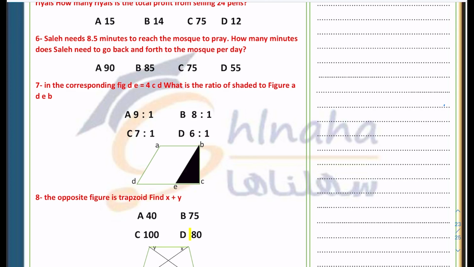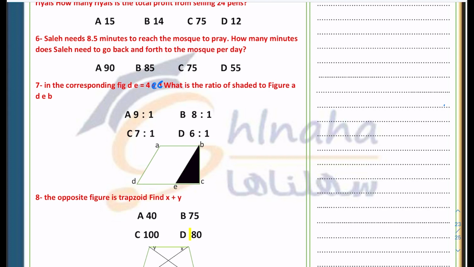In the corresponding figure, DE is 4 times EC. So this is EC. What is the ratio of the shaded figure to the whole figure?